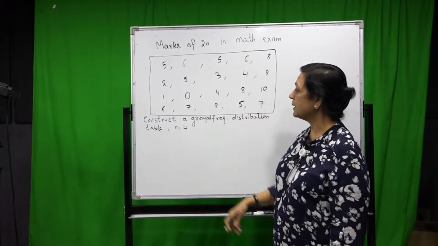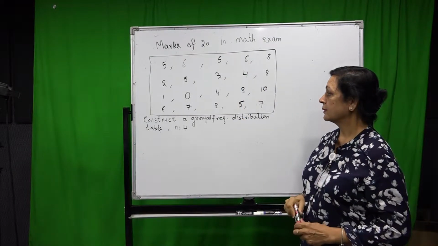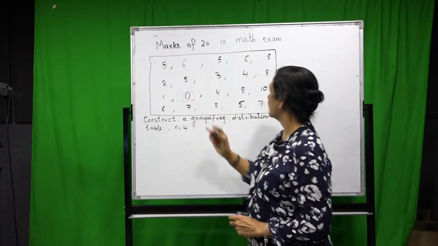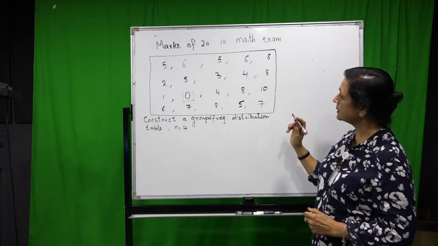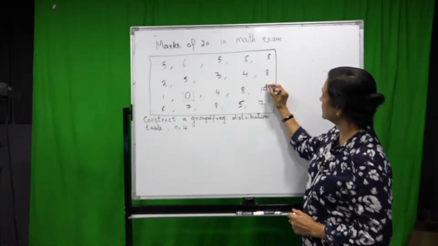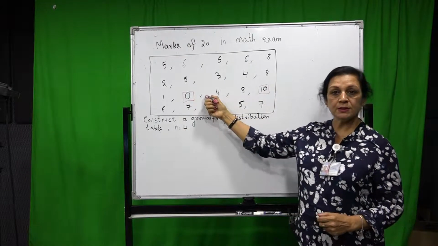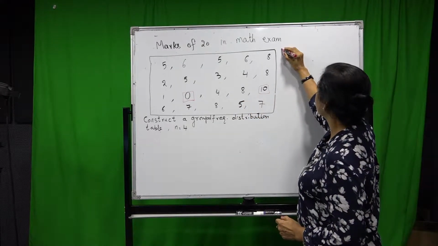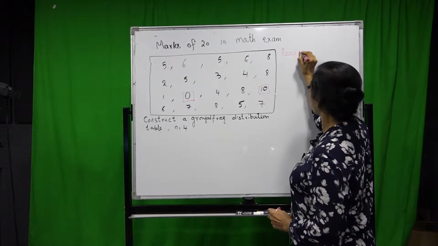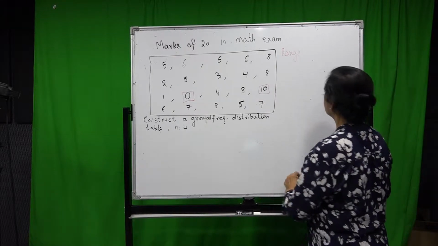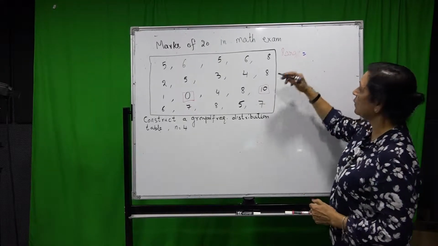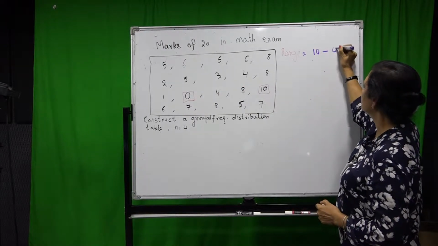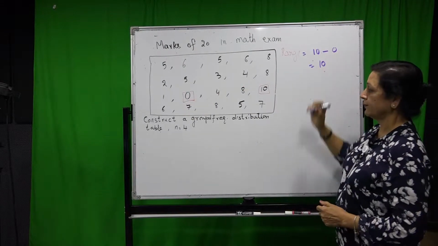Look for the lowest and the highest marks. The lowest here is 0 and the highest out of these marks is 10. So, the lowest is 0, highest is 10. First thing, we will find the range. Range is highest value minus lowest value. That means 10 minus 0, range is 10.